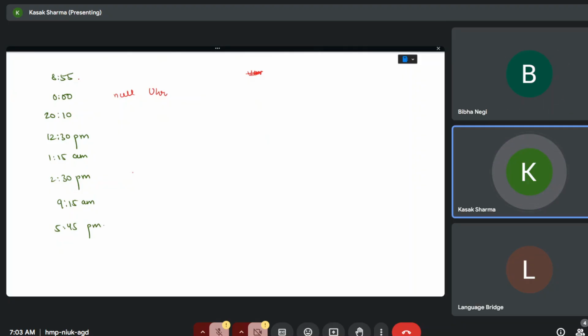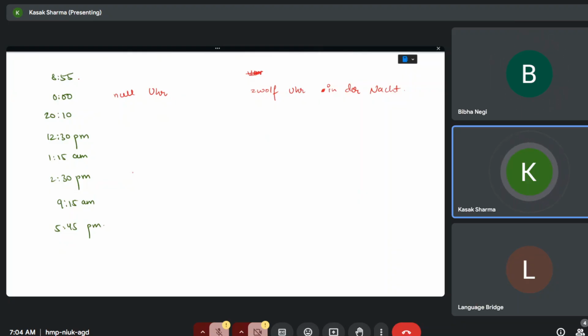Null Uhr for formal, and for informal, "null Uhr in der Nacht". Okay, that is 12 a.m.